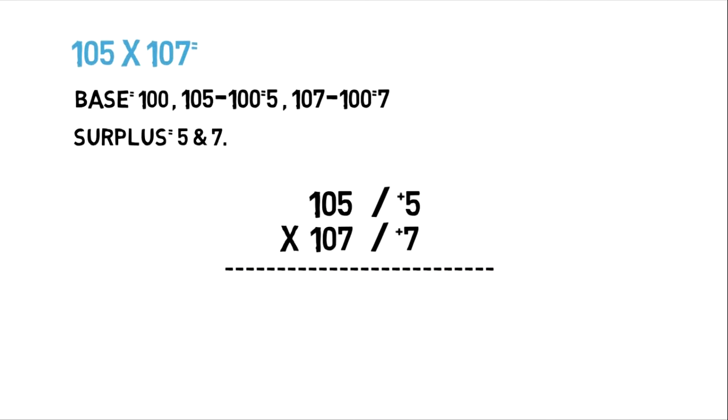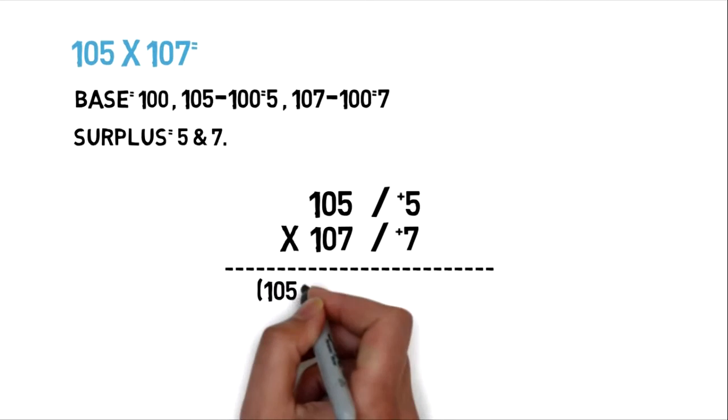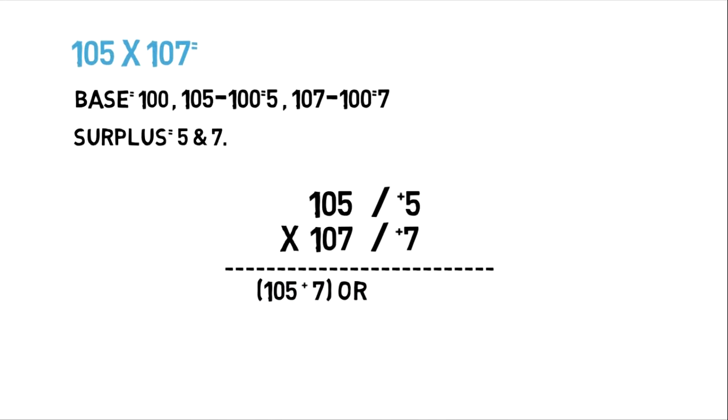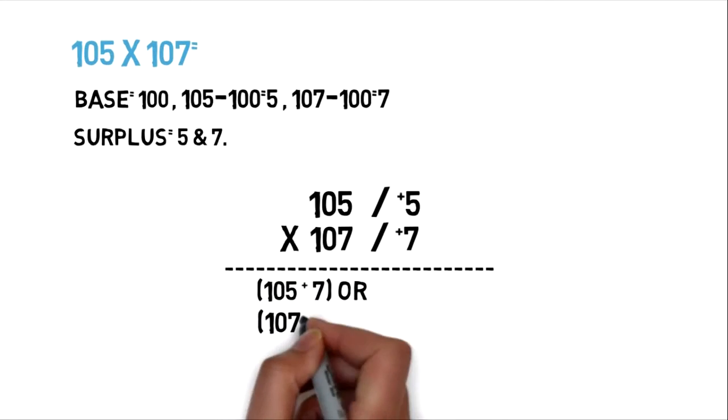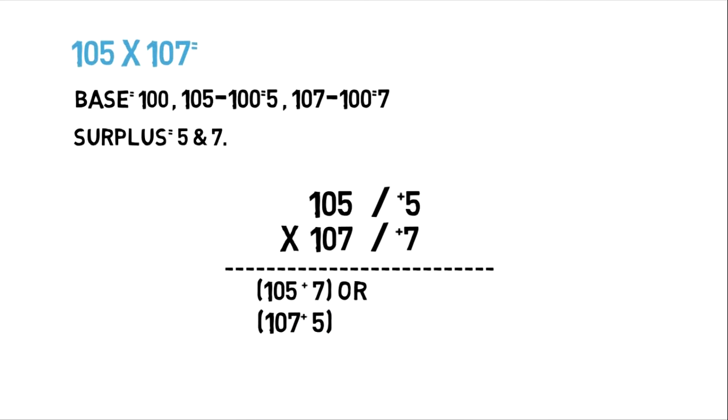Now let's see, when we multiply in this faster method, what we can write on the left hand side. On the left hand side we can write 105 plus the opposite surplus, or 107 plus the opposite surplus. See, in the case of 105, the surplus of 107 would be its opposite surplus, and in the case of 107, the surplus of 105 would be its opposite surplus. So we have written 105 plus its opposite surplus, which is plus 7, or 107 plus its opposite surplus, which is plus 5. Now slash.